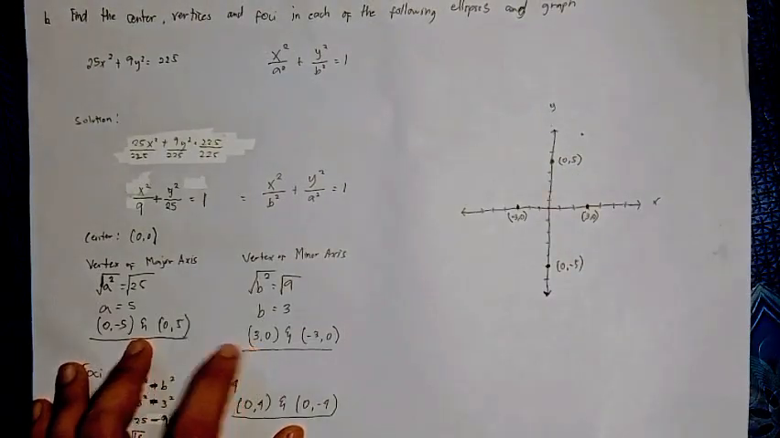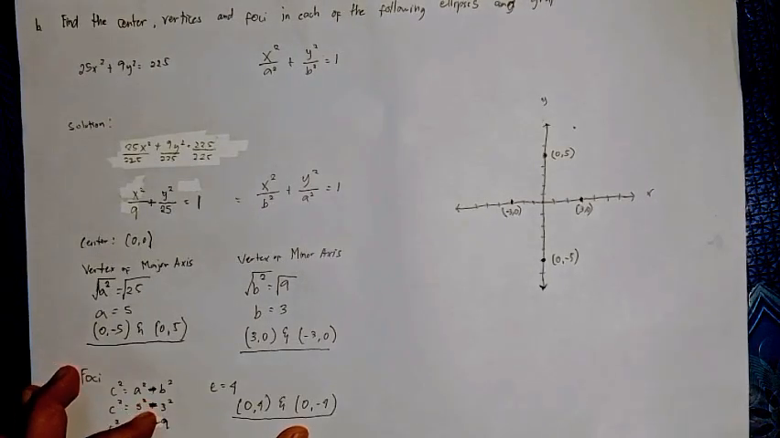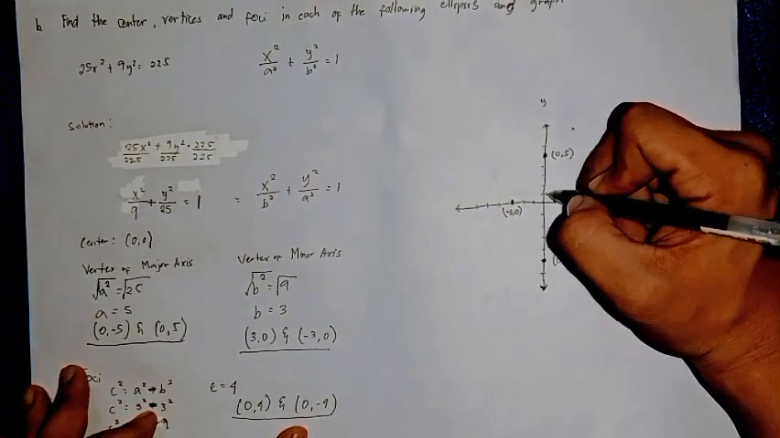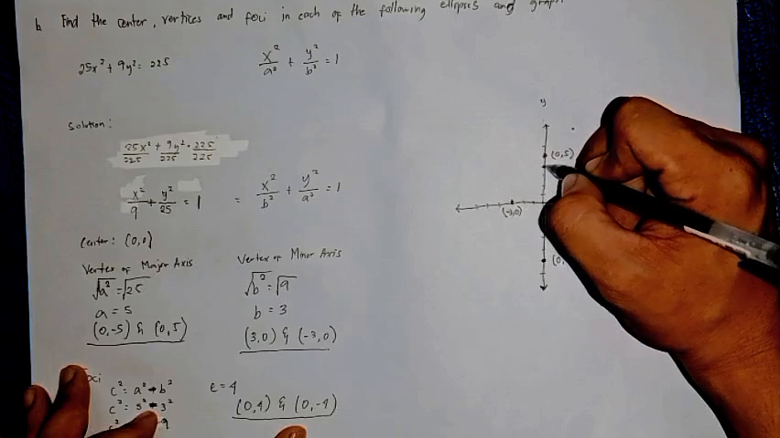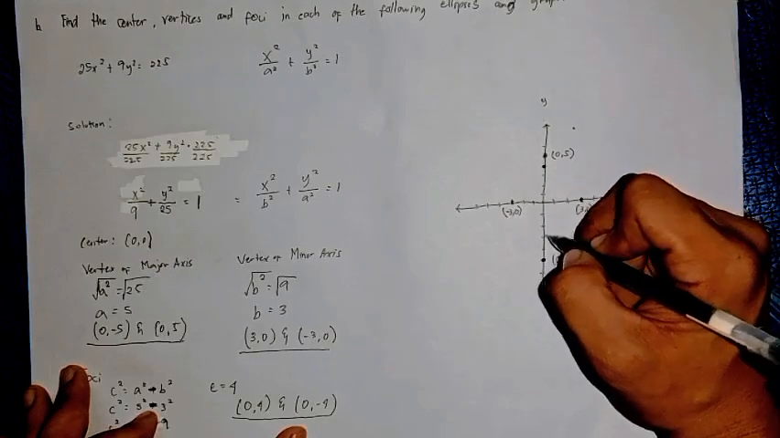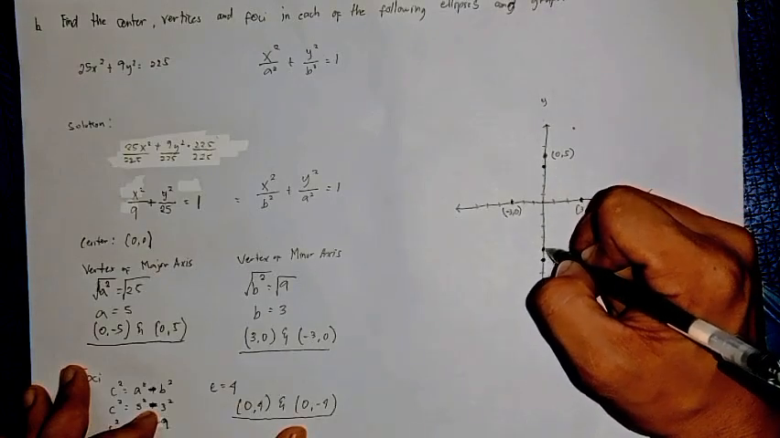Next, we have the foci. Since the foci are 0 and 4, 1, 2, 3, 4. So this is now our foci. And 0, negative 4, 1, 2, 3, 4. Negative 4. Now let's connect the dots.